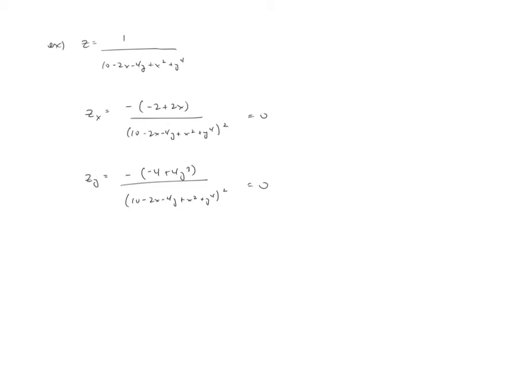All right. Now, when I set those equal to 0, we're going to get rid of those denominators. Those are going to go away. And when we solve this top one, we get x equals 1. And we solve this bottom one, we get y equals 1. So that means we have a critical point at 1, 1.